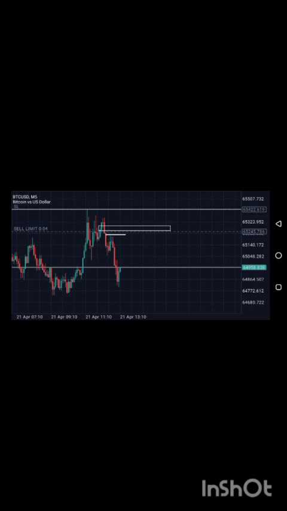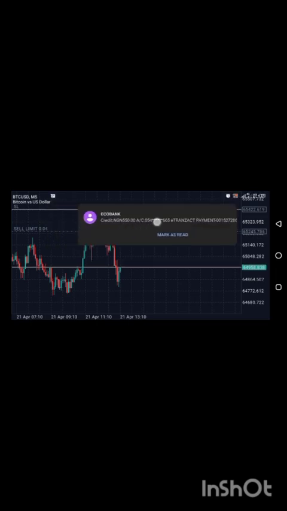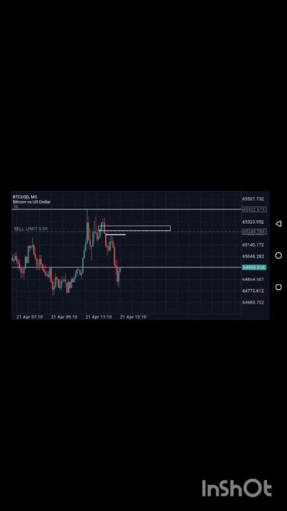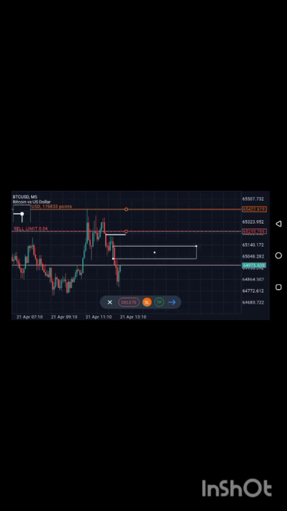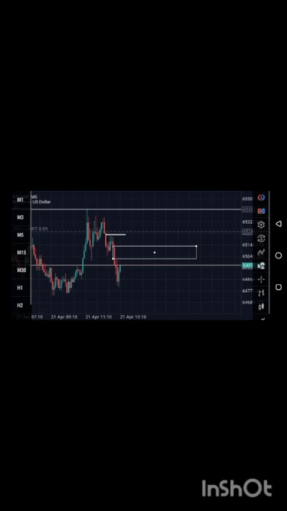So after some reconsideration, guys, for the entry, I'm looking at this FVG here. There's an FVG here. See this fair value gap here. This FVG. So I'm thinking price is going to head for it and continue from here.